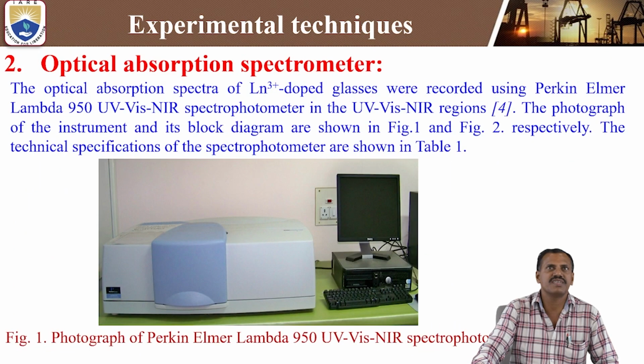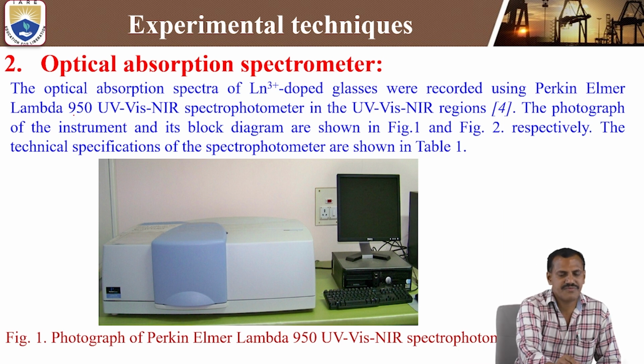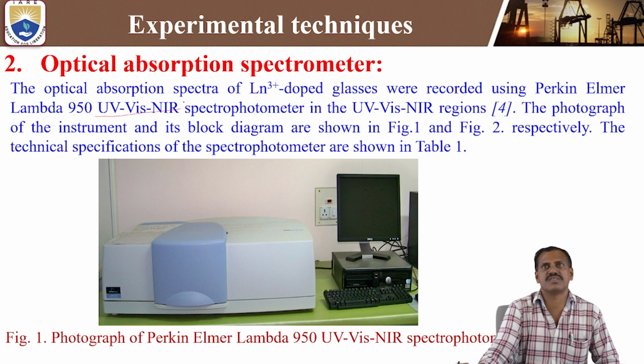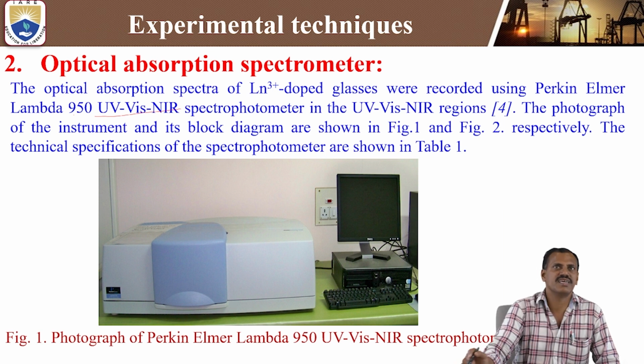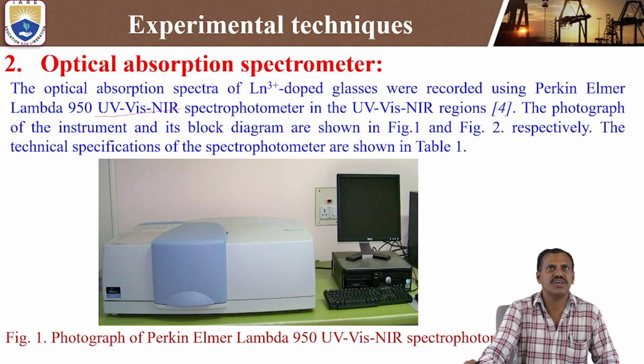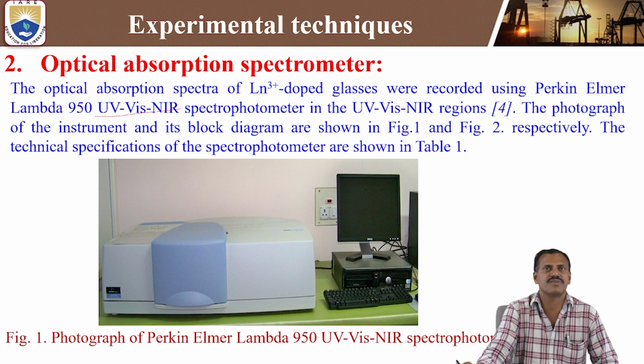Next, the second one is the optical absorption spectrometer. The lanthanum doped glasses were recorded using a Perkin-Elmer Lambda 950 UV visible NIR spectrometer. Perkin-Elmer is the supplier, and the model number is Lambda 950. We can measure the ultraviolet to visible and near infrared region, using the spectrometer range from 200 nanometer to 3000 nanometer. We can observe the optical absorption by using the Perkin-Elmer Lambda spectrometer.